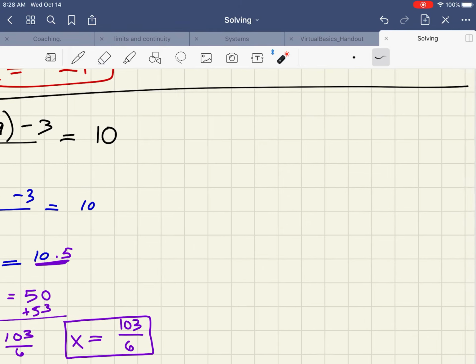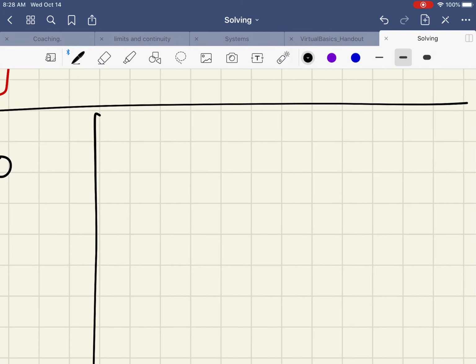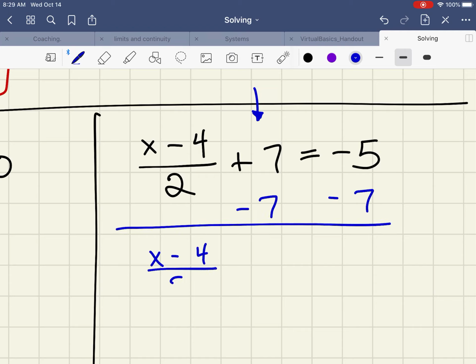Let's just do one more for good measure. Maybe a little easier than that. Let's go with x minus 4 all over 2 plus 7 equals, let's do negative 5. Here I would get rid of this positive 7 by subtracting 7. Negative 5 minus 7 is the negative 12.